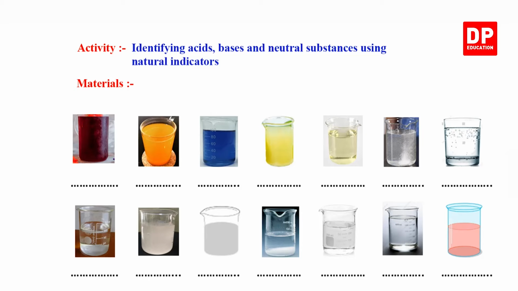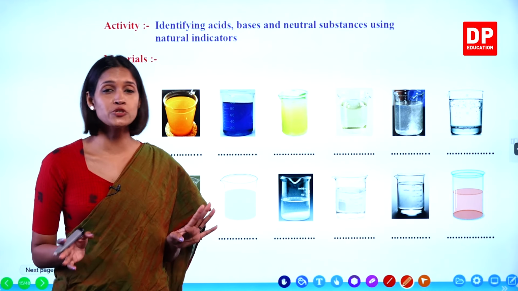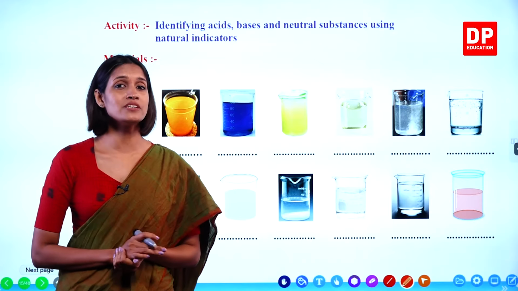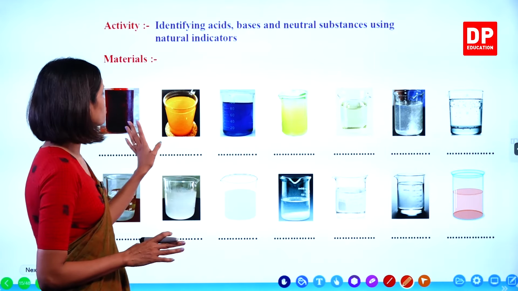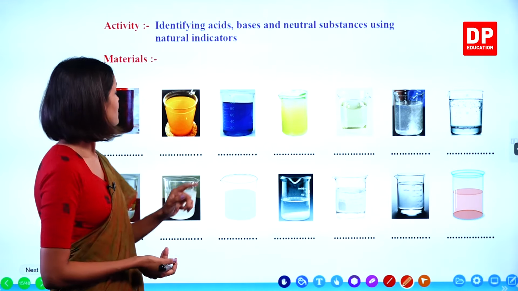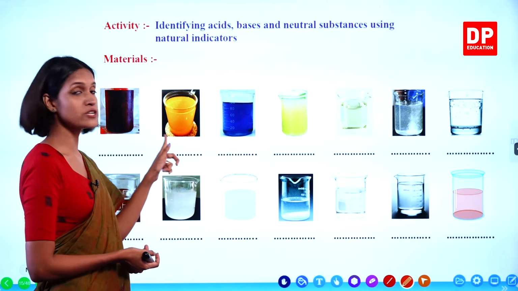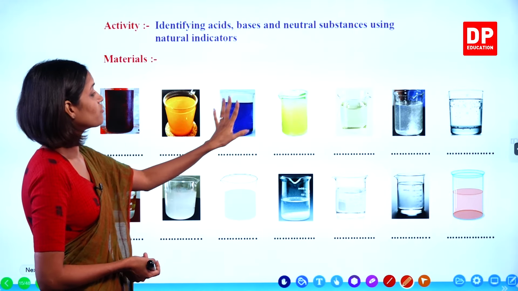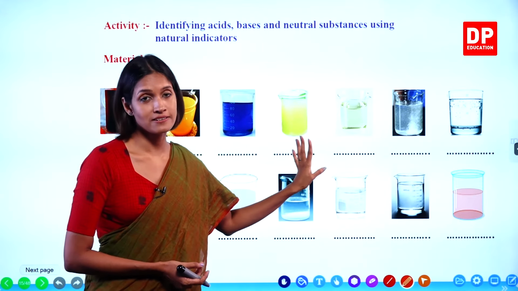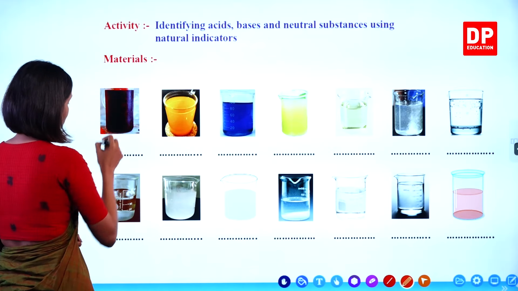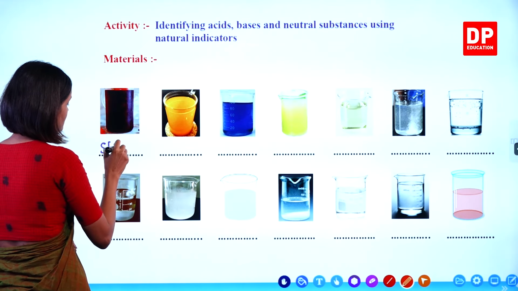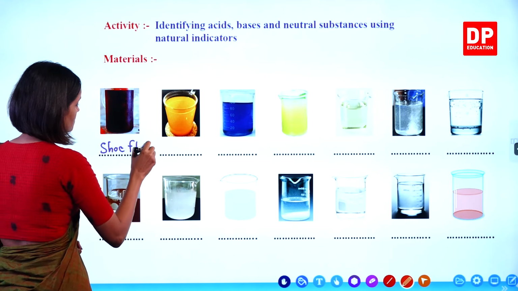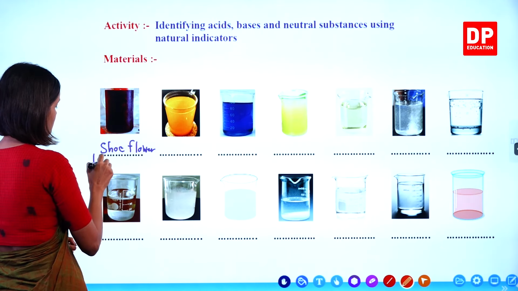The next activity is identifying acids, bases and neutral substances using natural indicators. Now I gave you examples of many natural indicators, but under this experiment I am not going to use all of them. We are going to use 3 natural indicators, right? We are going to use our shoe flower boiled water, turmeric boiled water, blue Cattarallu extraction along with all the other solutions, right? We will write them. We have shoe flower boiled water.